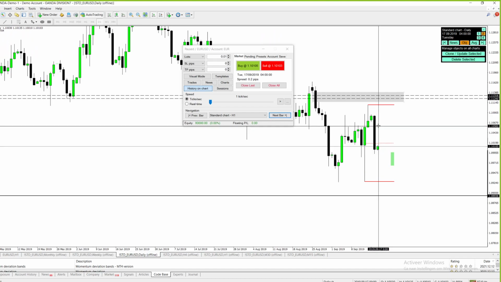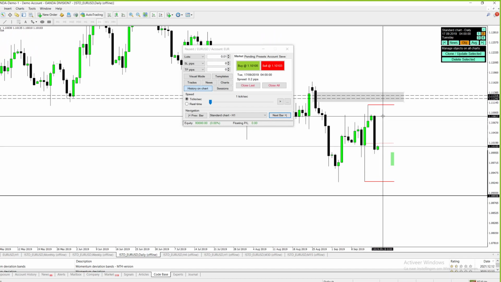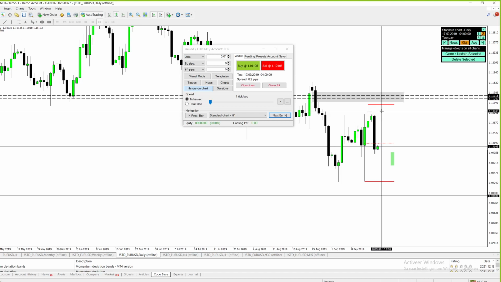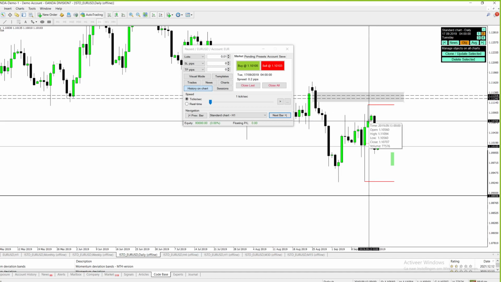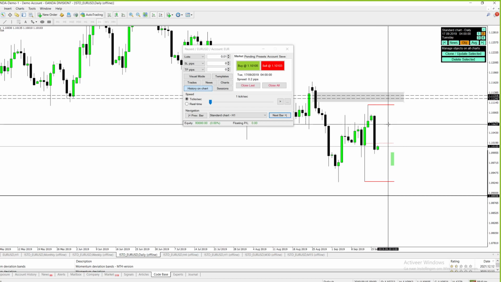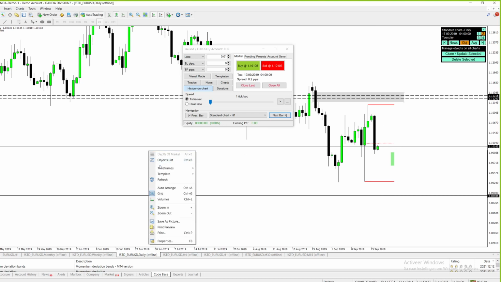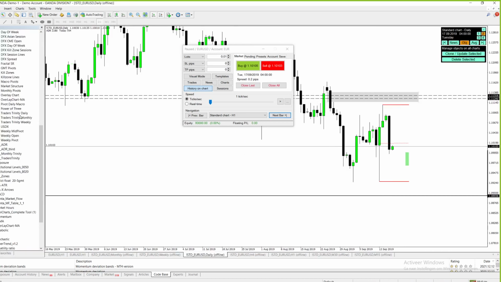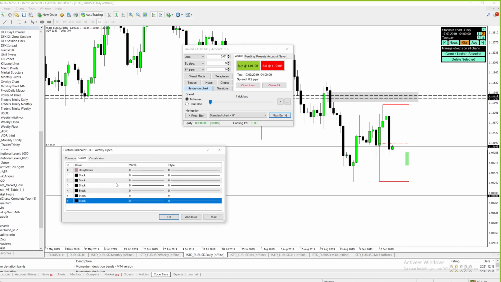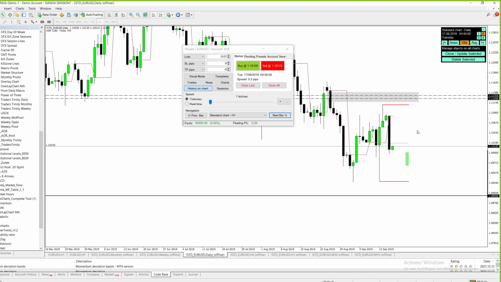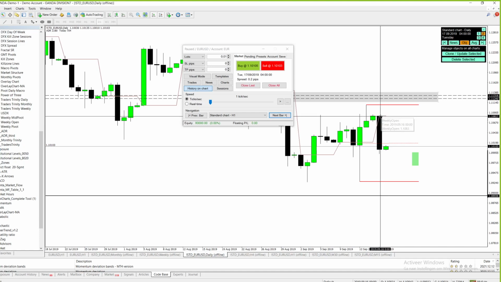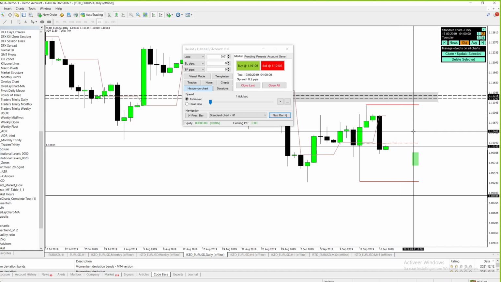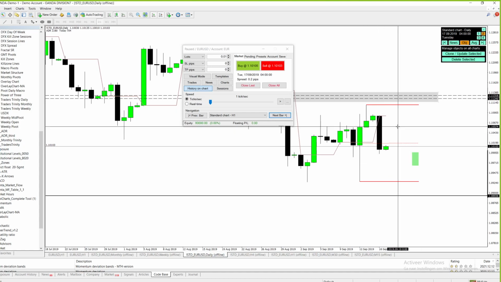So ideally Tuesday trades up. I don't think it will create a high of the week because we already had Monday trading down. Where's my indicator? My daily weekly open. There it is. Weekly open. So the weekly open is up here actually. That's fine. I think this is still the range we're trading in.